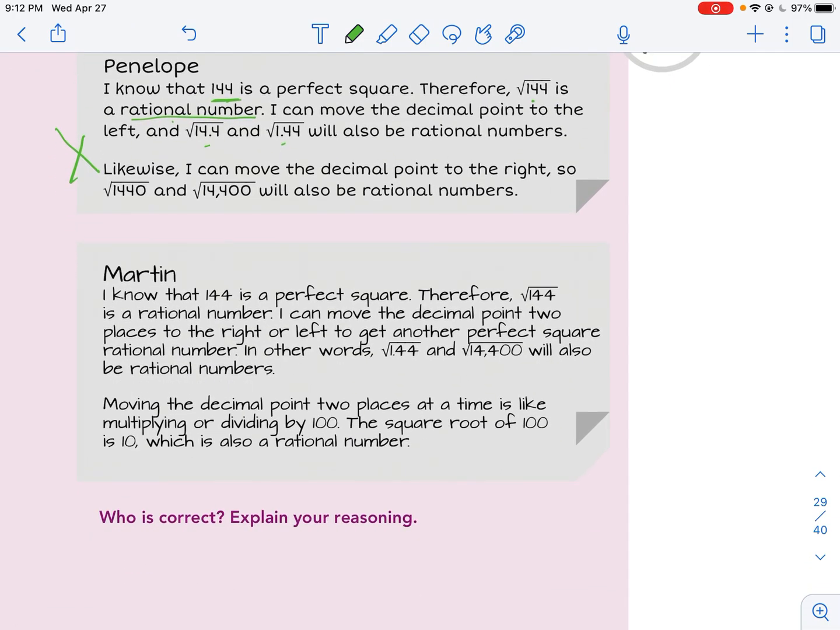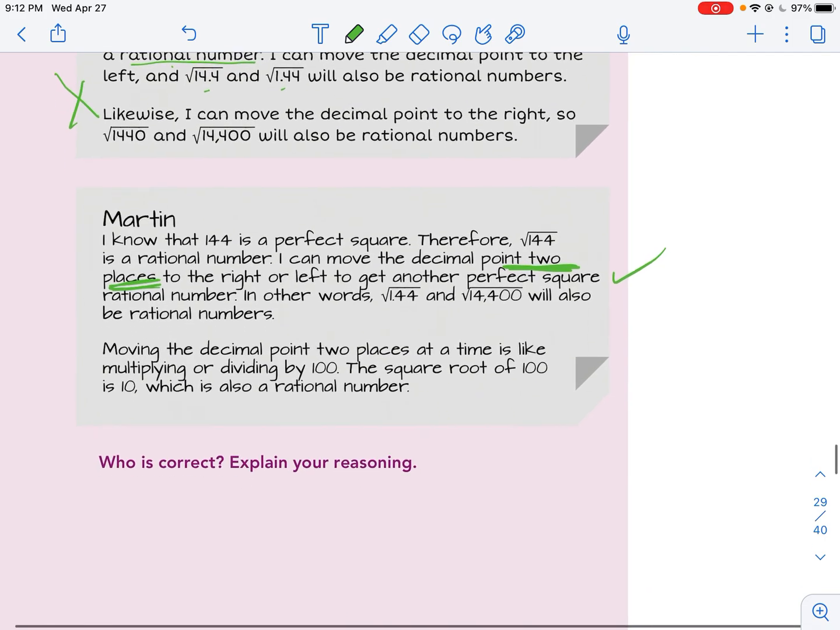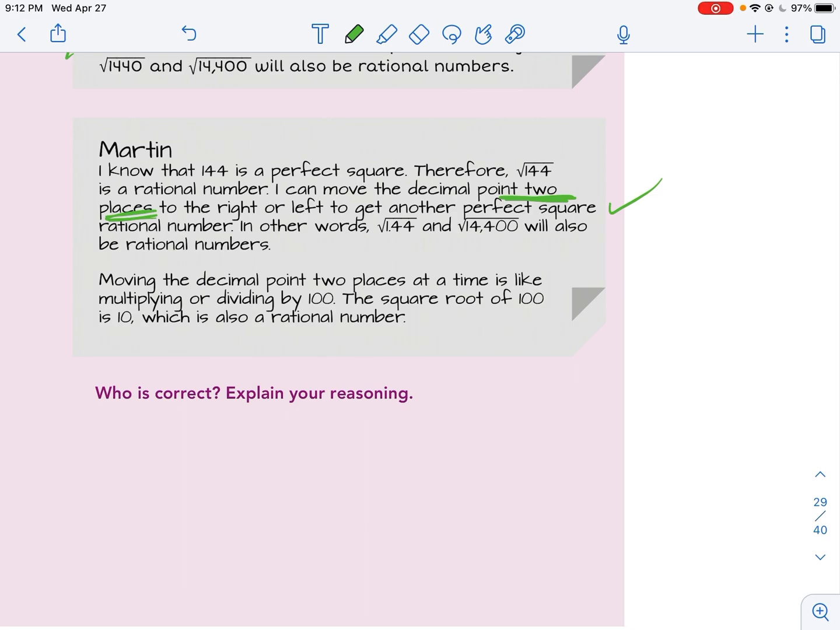I know that 144 is a perfect square. Therefore, the square root of 144 is a rational number. I can move the decimal spot 2 places to the right or left and get a perfect square. That is correct, boys and girls. In other words, 1.44 and 14,400 will also be rational numbers. That is absolutely correct.